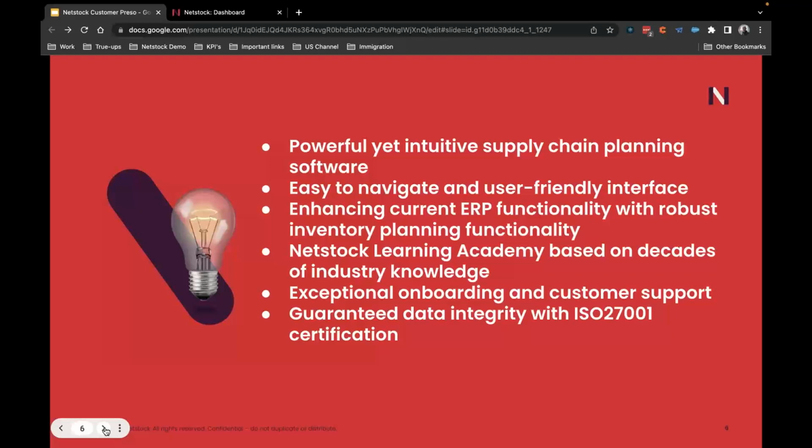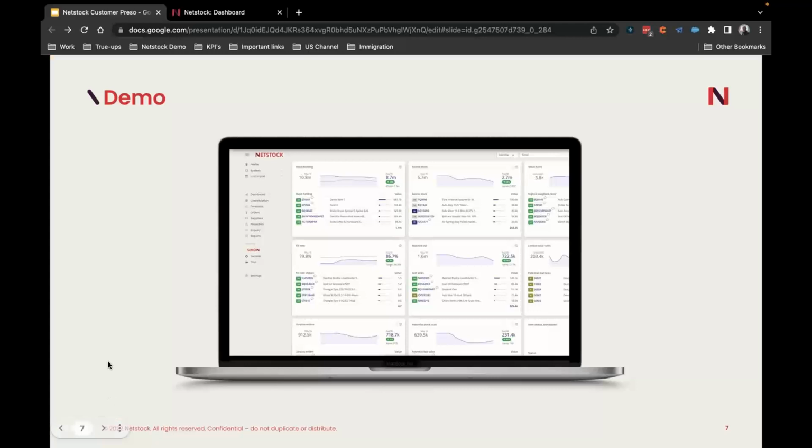And then guaranteed data integrity. We are one of the only planning cloud systems with an ISO certification, and that's continuous. We're actually busy with an ISO audit again, our second one now, to make sure that we stay certified and make sure that your data is safe in the cloud. All right, so that's a little bit about Sage Inventory Advisor and Netstock and what we do.